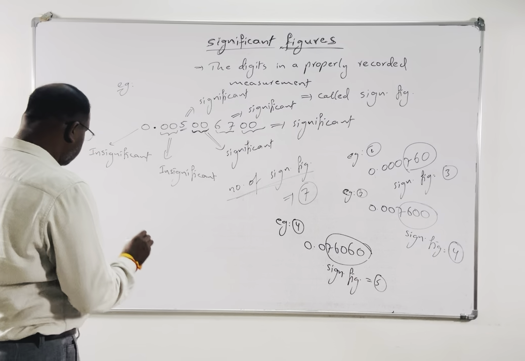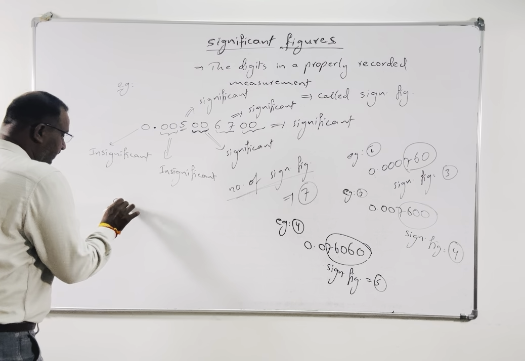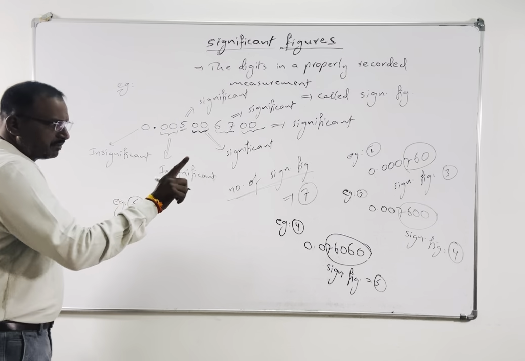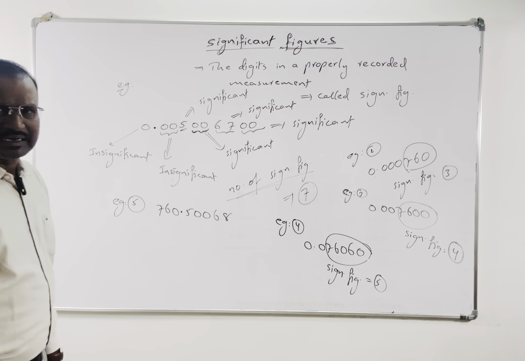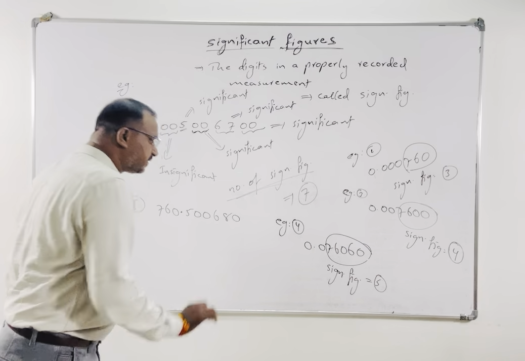And if I write example number 5, only one number I am taking, I am writing significant figures here. Suppose 760.500 is there, or 68, like this, and 0 also. Let me write one more. In this, how many significant figures are there?